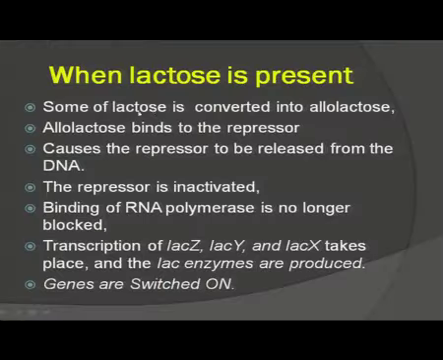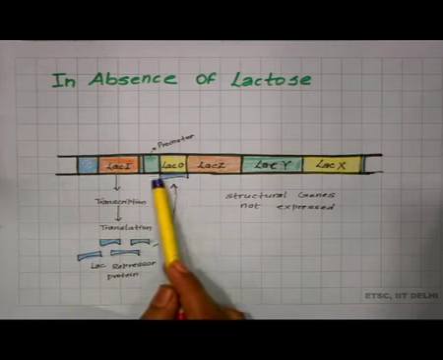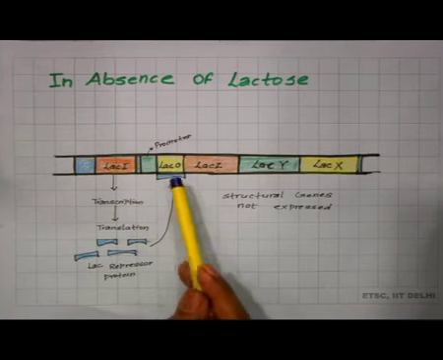Some of the lactose is converted into allolactose. If lactose is there in the cell, some of the lactose will be converted into allolactose. This allolactose will bind to the repressor which is synthesized by the regulatory gene. The binding of allolactose with the repressor will cause the repressor to be released from the DNA. As you have seen in the diagram, this repressor is attached over the operator, but when allolactose combines with this repressor protein, there is a conformational change in the repressor protein and the repressor protein will release from here.